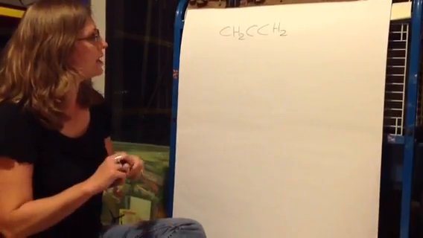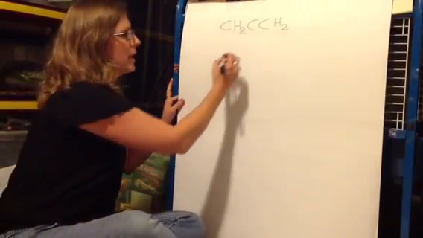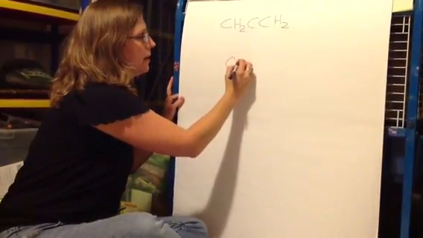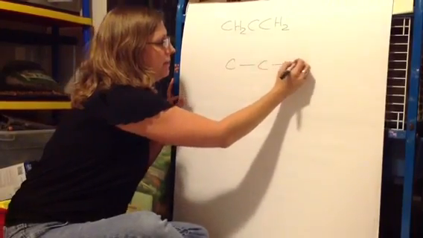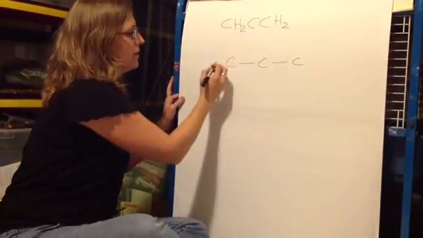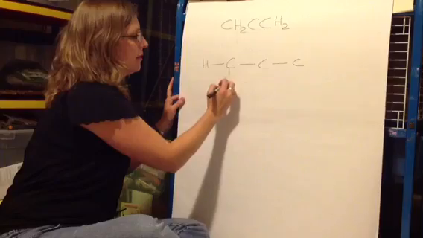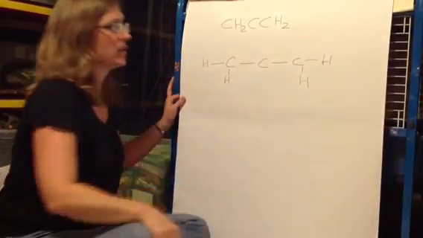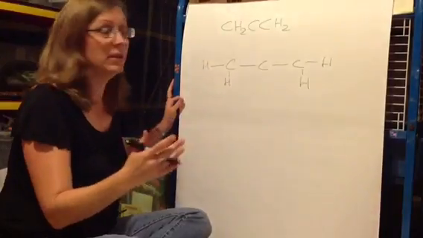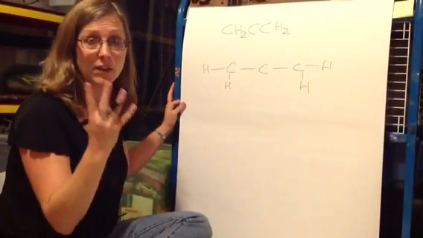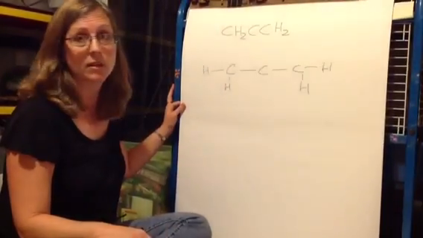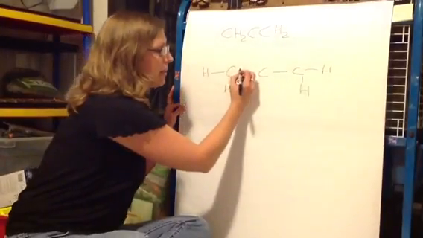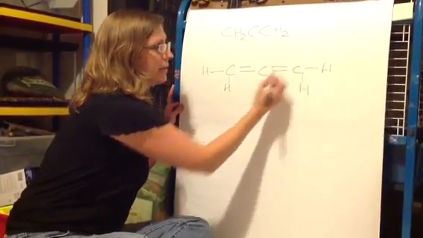is really quite interesting. When we draw out the skeleton, we have a 3-carbon chain, 2 hydrogens on each end, and so right away we see none of the carbons have a filled octet. They all need 4 bonds. So the way we can achieve that is to make this a double bond and make this a double bond.